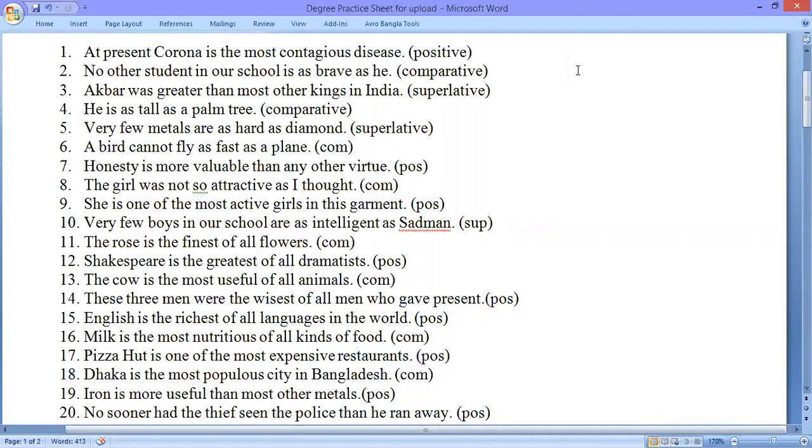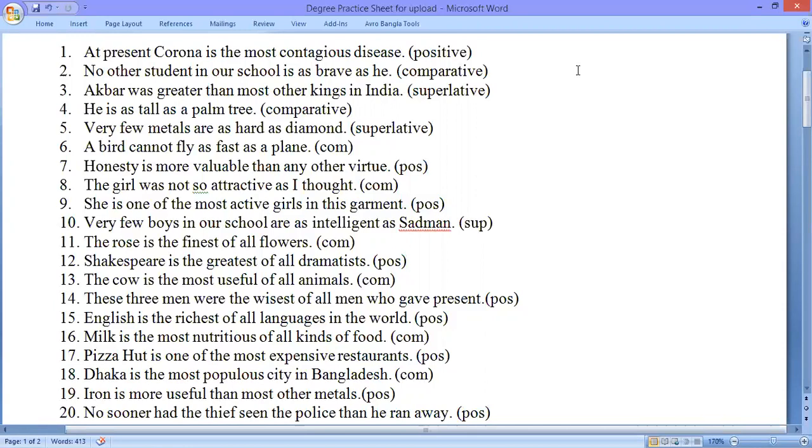This is question number 3. The question is, Akbar was greater than most other kings in India. If you want to make the superlative, we have to use one of the. Actually, it has come from the second rule. So the solution is, Akbar was one of the greatest kings in India. I think you have got the point.